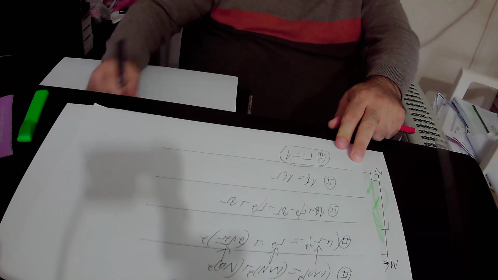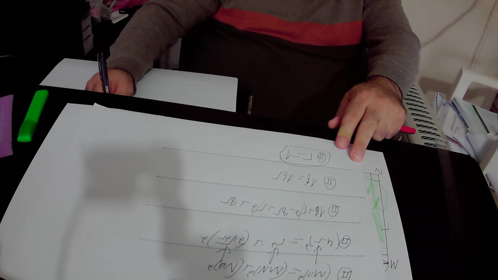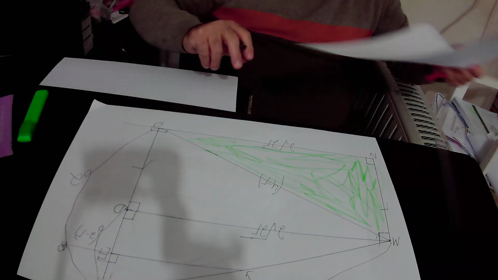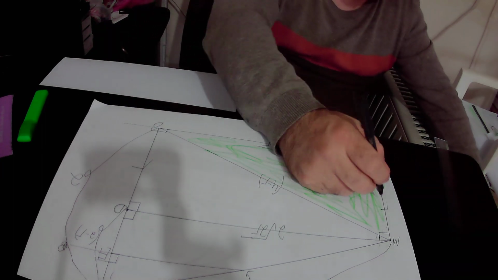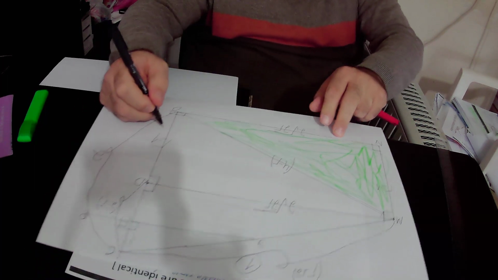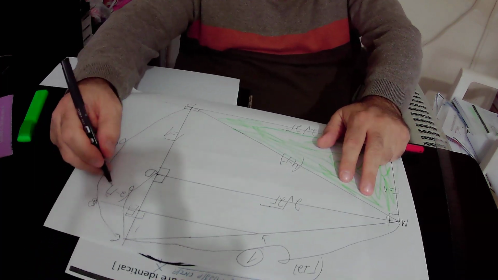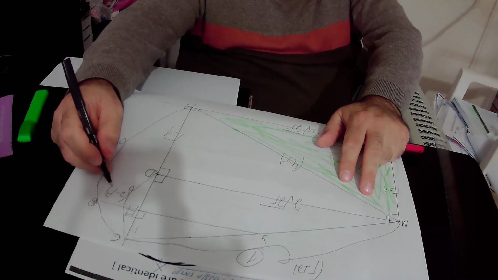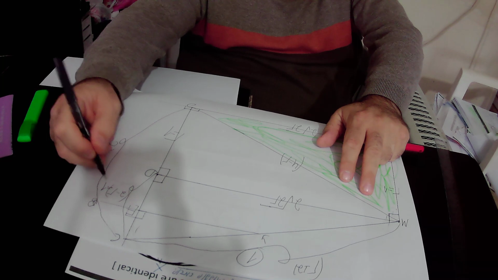We found out that R equals 1 unit, so we can write here that R, the radius of the small circle, equals 1 unit, and CD equals 2 minus R. And R is 1, so 2 minus 1 is 1, so CD equals 1 unit.